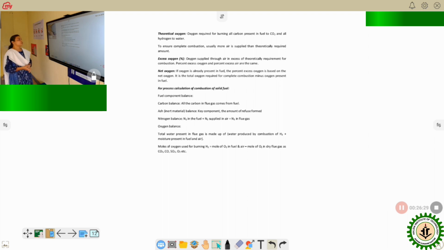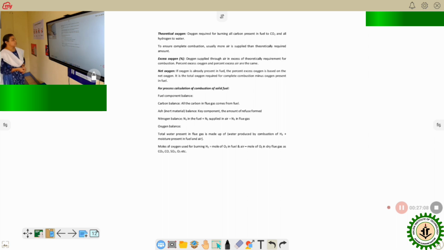Now, percent excess oxygen is the oxygen supplied through air in excess of the stoichiometric or theoretical requirement for combustion. Percent excess oxygen and percent excess air are the same. Then net oxygen: if oxygen is already present in the fuel composition, the percent excess oxygen is based on the net oxygen. It is the total oxygen required for complete combustion minus the oxygen already present in the fuel.